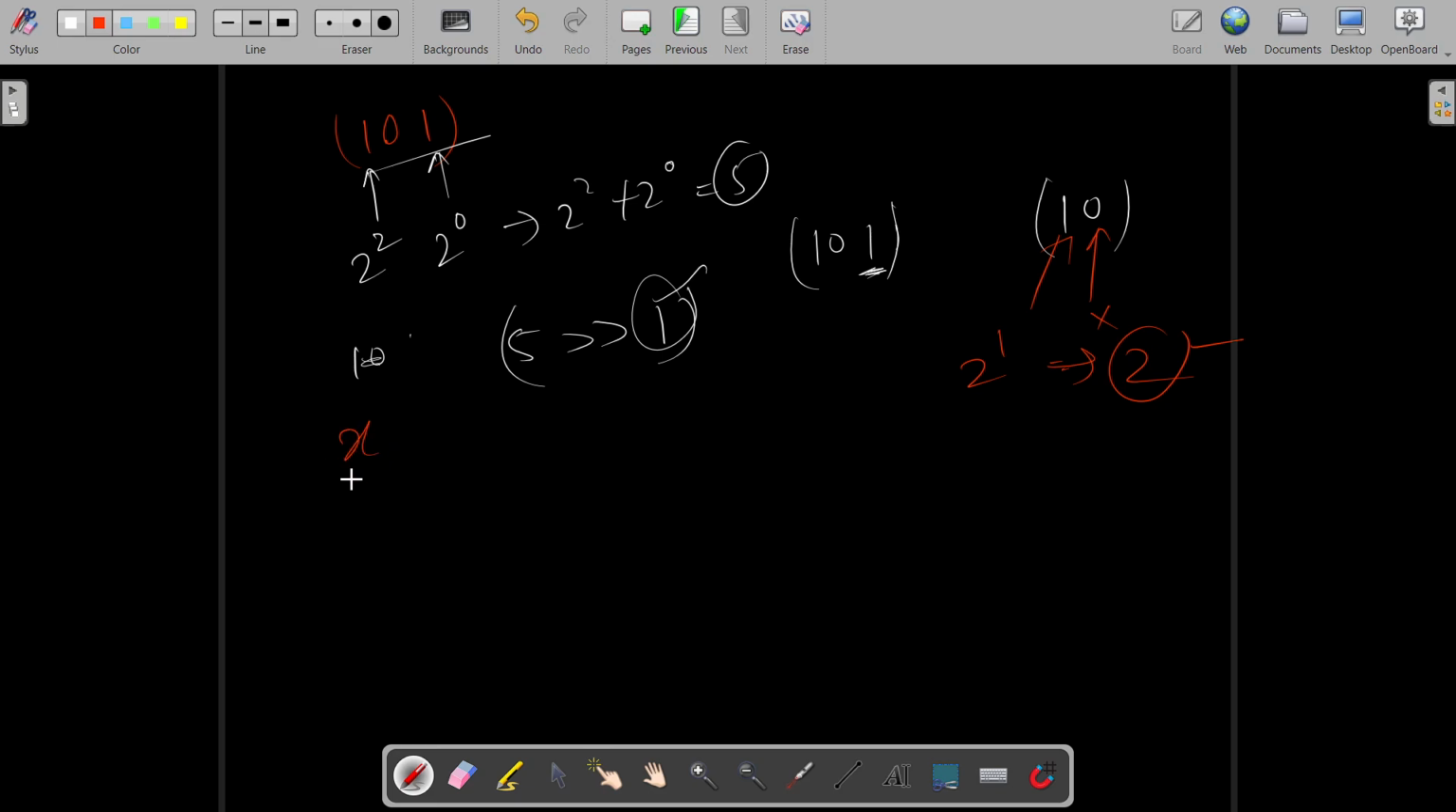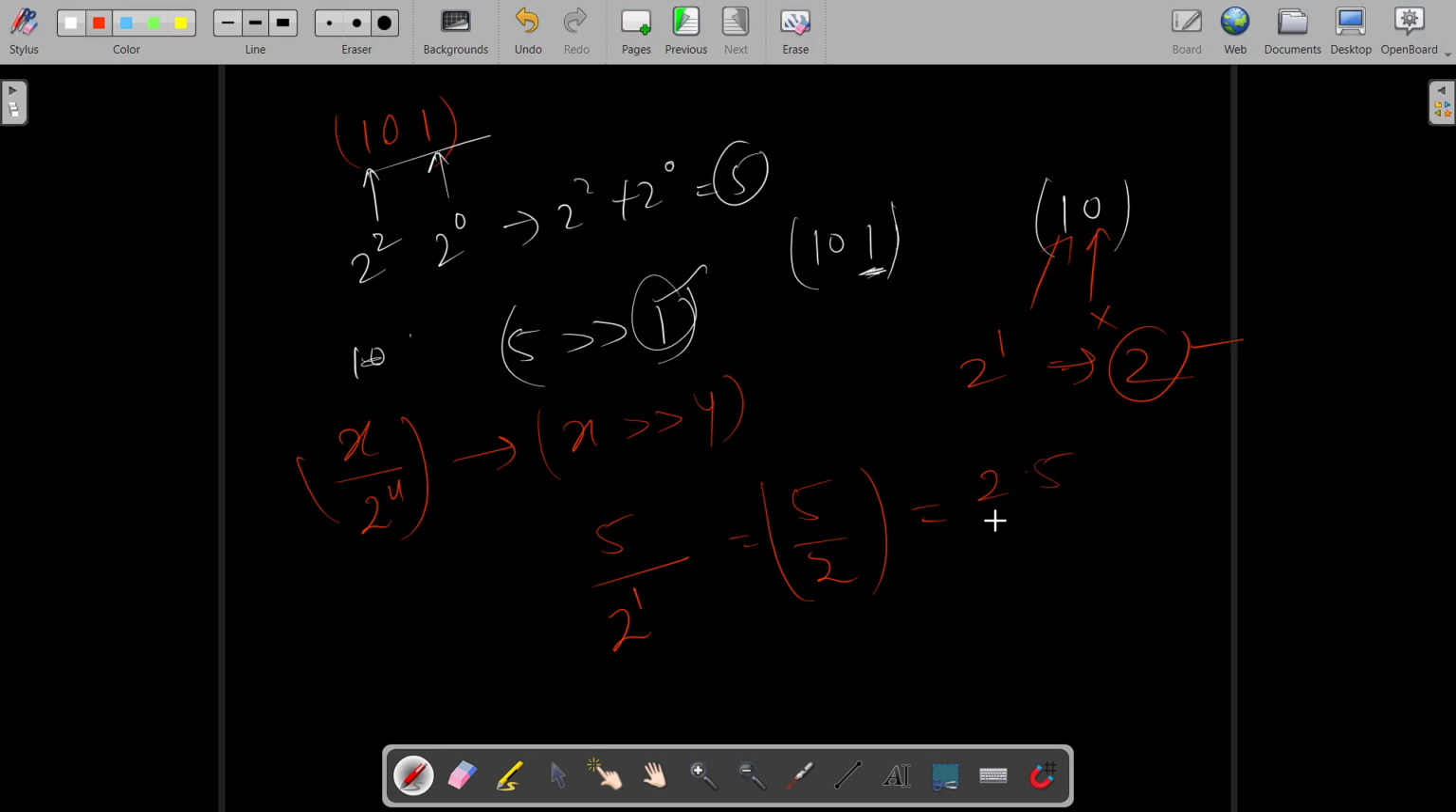The formula was x divided by 2 raised to power y if we right shift a number x by y. So x would be 5 and y is 1. So 5 divided by 2 in integer division. Mathematically it gives 2.5, but in integer division it takes only 2 when we divide in C++. So 2 will be the output, and we also got the output as 2.